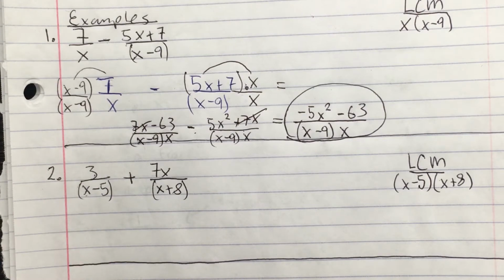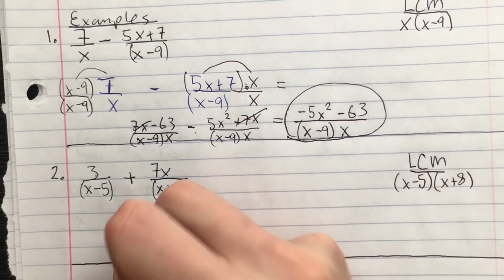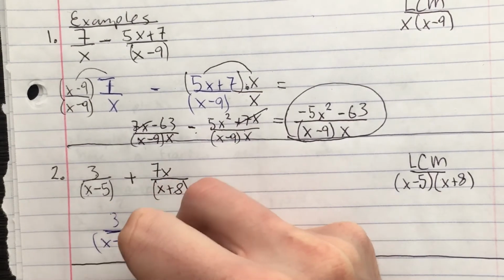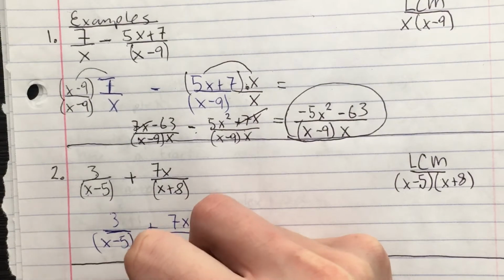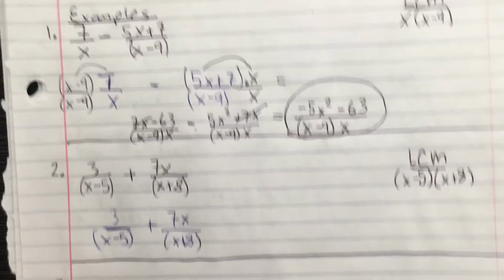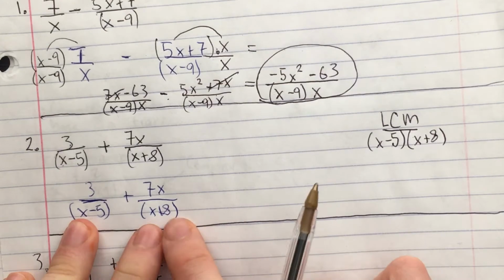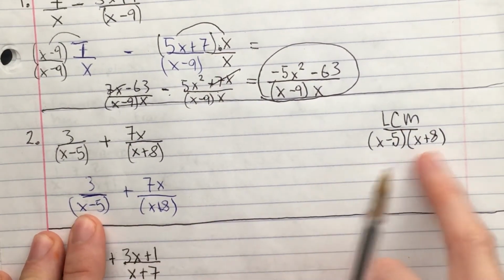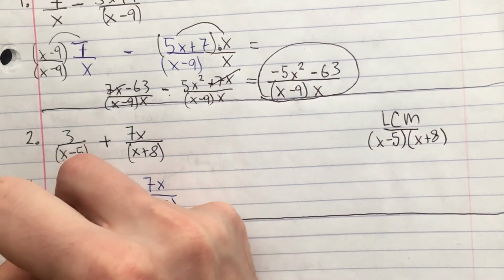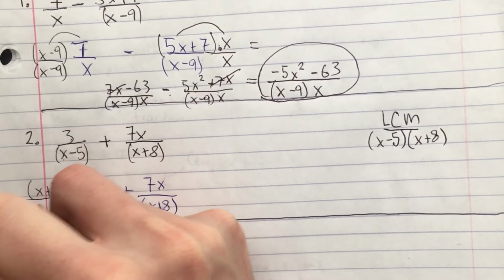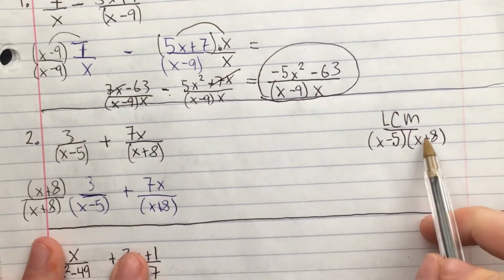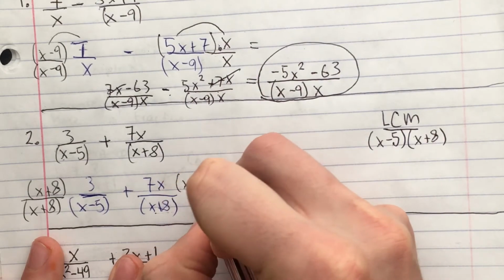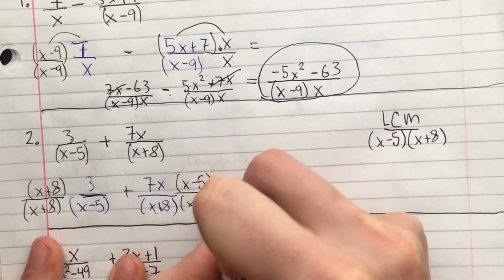And so now if I want to get to a spot where I can get these denominators the same, 3 over x minus 5 plus 7x over x plus 8, I need to multiply each of these to get to the LCM. So this x minus 5, to become the LCM, I need to multiply the top and the bottom by x plus 8. And then this x plus 8 over here, I'm going to multiply by x minus 5.